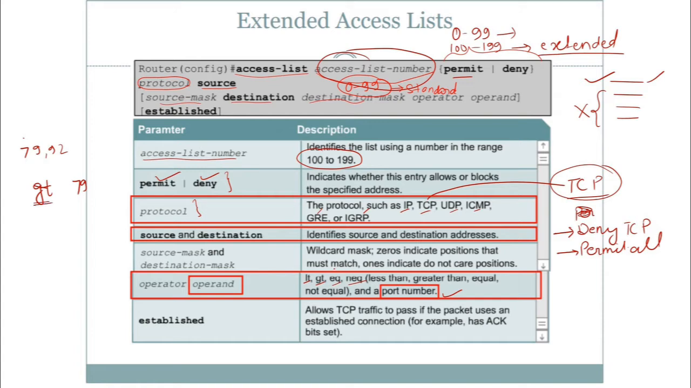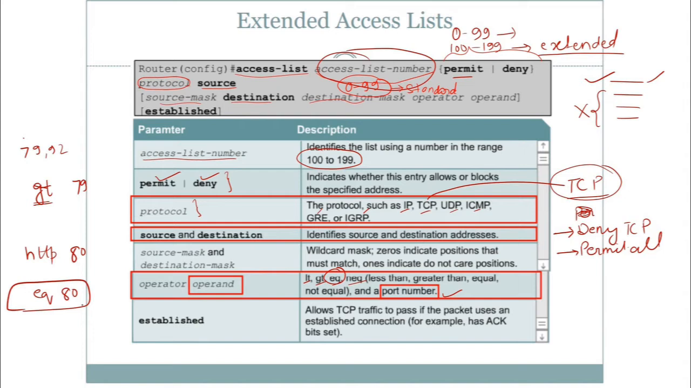Basically, normally what we do, we use equal most of the time, because we don't want to specifically block all of them. We just mention that if you want a specific port number, like if you want to block HTTP traffic, port number 80, you will put equal 80, so that only HTTP traffic will be blocked.